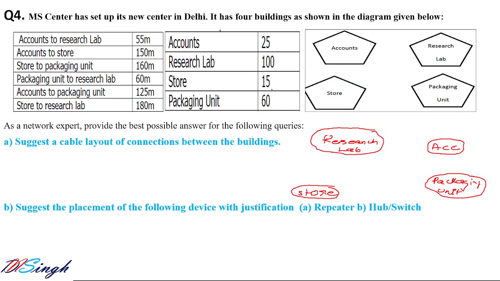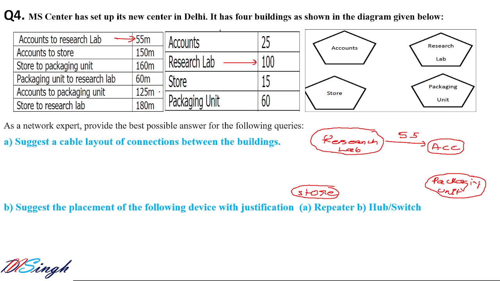Suggest the cable layout. Again, this is the number of computers. Where to host the server? The server will be hosted in the research lab, and that will be taken first, and we try to connect other blocks to the research lab, because our server is hosted here. Okay, fine. So research lab to account, packaging and store. Let us see the distances. Research lab to account is 55. We have taken 55 here, which is the minimum, I think.